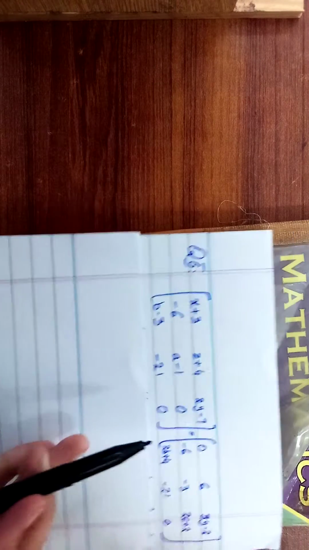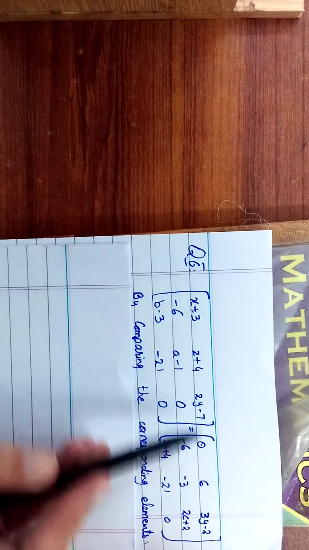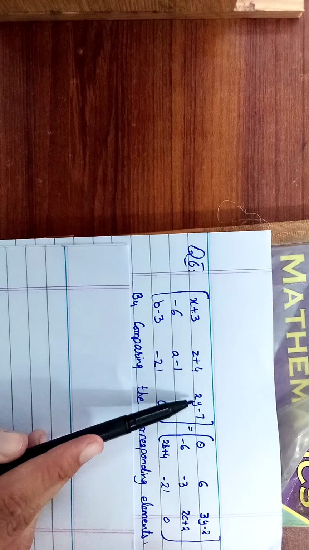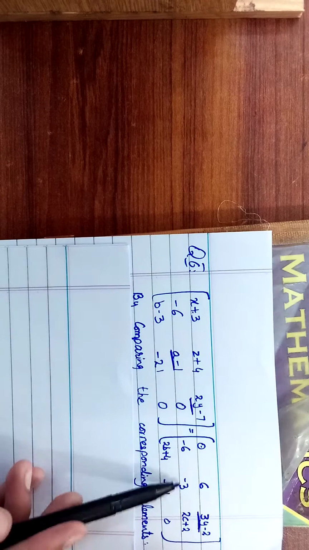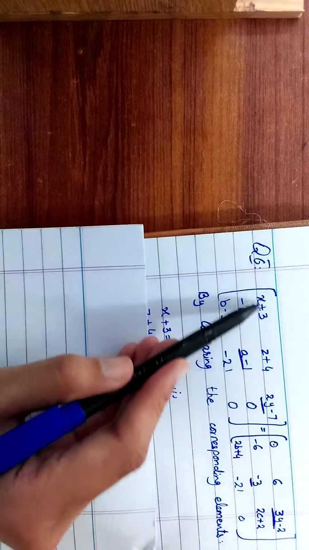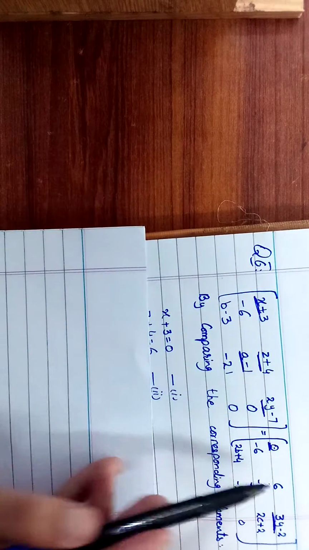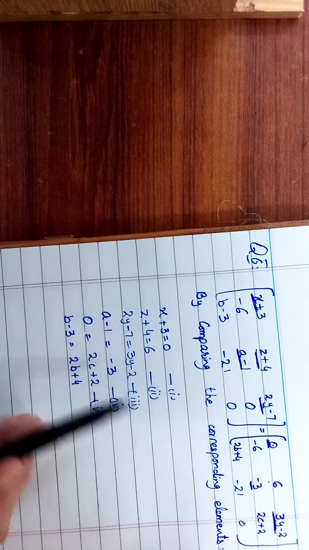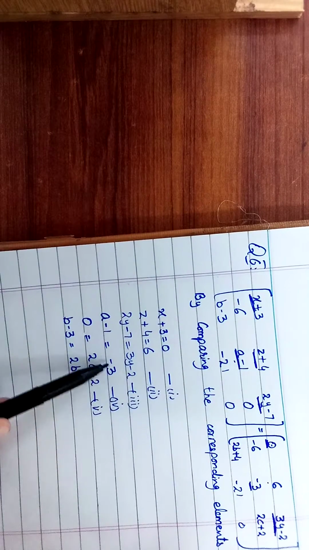Two matrices are equal, so by comparing the corresponding elements, x plus 3 is the corresponding element of 0, it means x plus 3 is equal to 0, z plus 4 is equal to 6, 2y minus 7 is equal to 3y minus 2, a minus 1 is equal to minus 3. So x plus 3 is equal to 0 in equation 1. Similarly, z plus 4 is equal to 6 in equation 2. Then 2y minus 7 is equal to 3y minus 2, this is equation number 3. a minus 1 is equal to minus 3, equation 4.